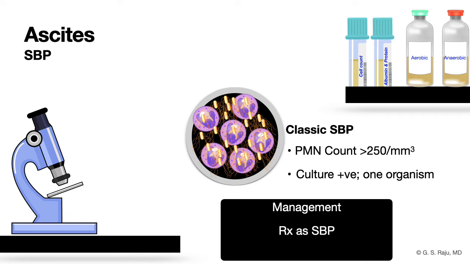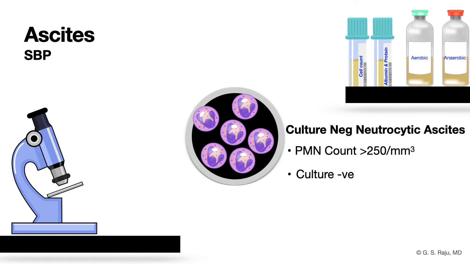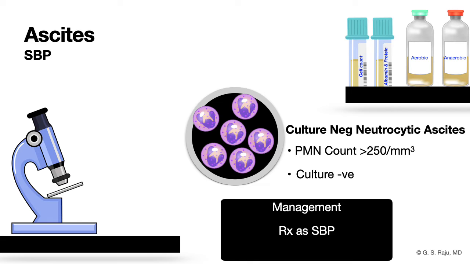On the other hand, you may encounter a situation where you have just increased PMN count of more than 250 per cubic millimeter, but the culture is negative. This is defined as culture negative neutrocytic ascites. This is also considered equivalent to SBP, and we manage it as SBP with a broad spectrum third generation cephalosporin. So we talked about SBP, we talked about culture negative SBP or culture negative neutrocytic ascites.